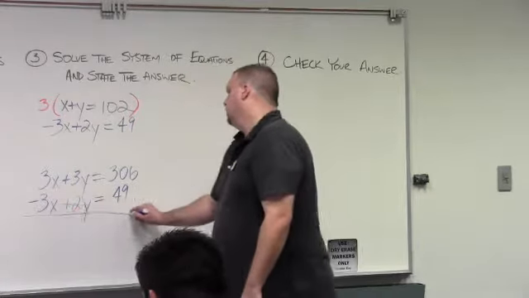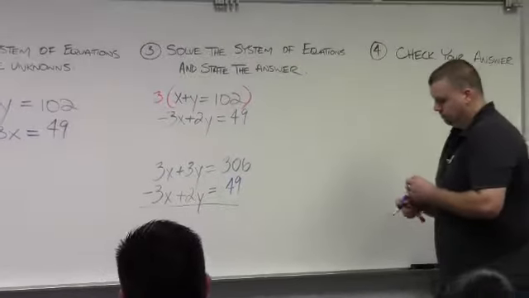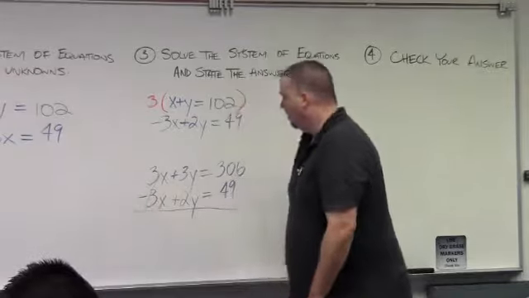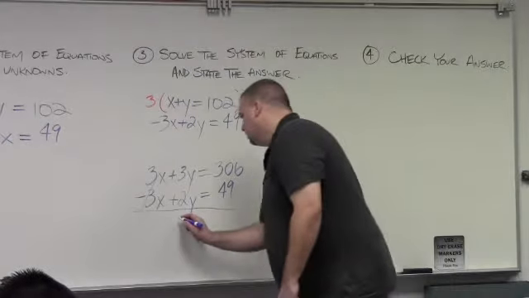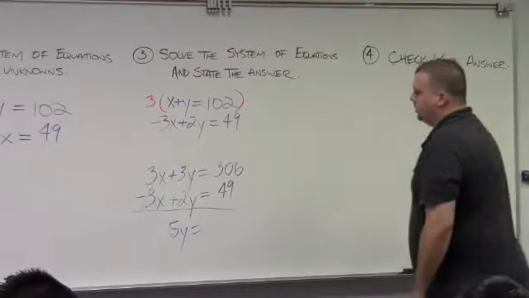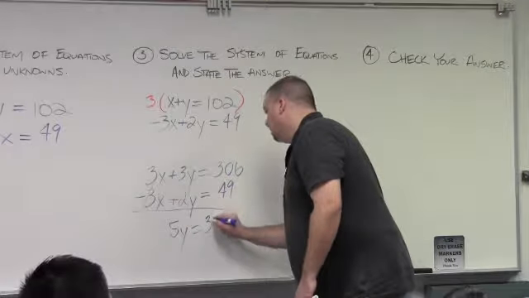Now if I add those two equations together, what's going to happen to our x's? Cancel each other out. 3y plus 2y? 5y. And 306 plus 49 is 355. Correct.